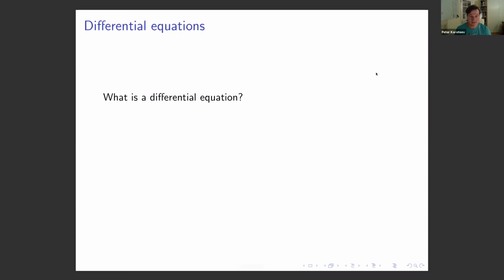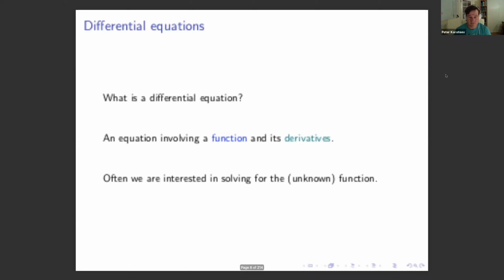So what is a differential equation? Well, an equation involving a function and its derivatives. So that's very simple. And often we're interested in solving for the unknown function. So we need to find what it is, what is this function which satisfies this differential equation.